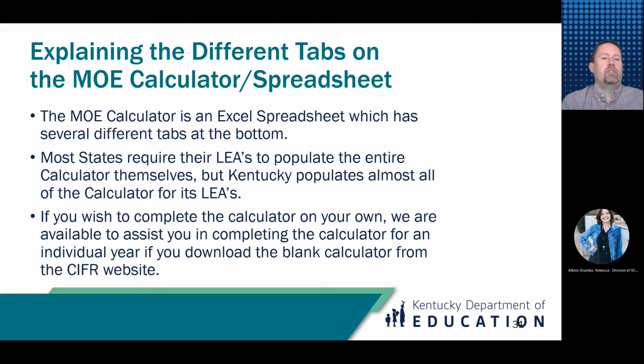As far as explaining the different tabs on the calculator spreadsheet, I'll just go through this briefly. It's the MOE calculator, it's color coded. Many states require their LEAs to populate the entire calculator themselves. But again, in Kentucky right now, we populate almost all the calculator for you. If you do wish to complete the calculator on your own going forward, we are available to assist you in completing that calculator for an individual year if you download the blank calculator from Cipher.